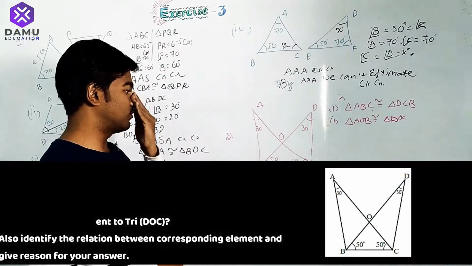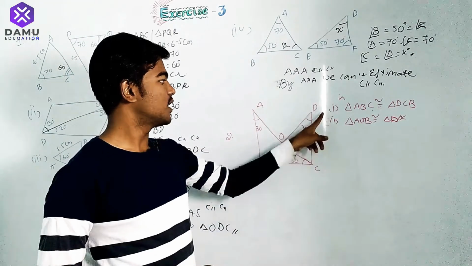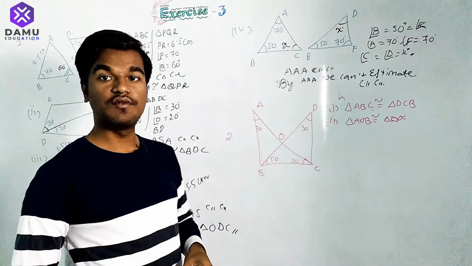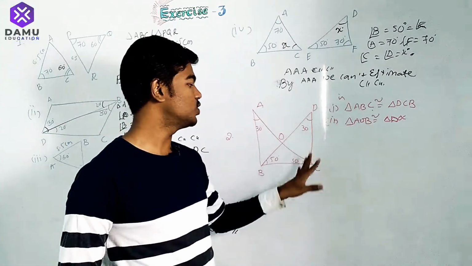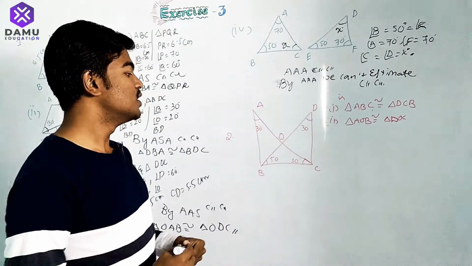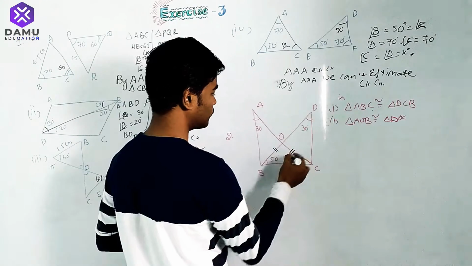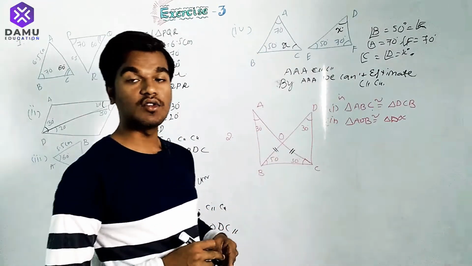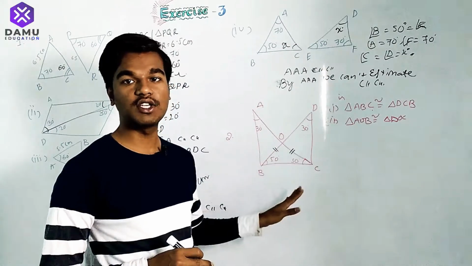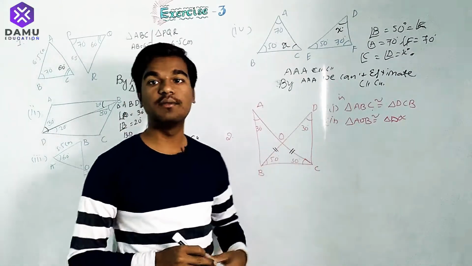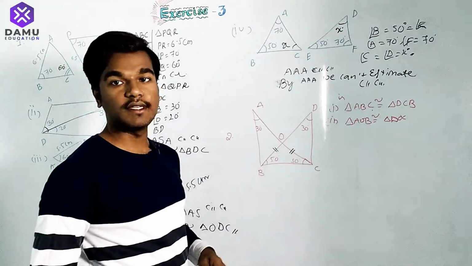So what is our second one? Here second one is triangle ABC and triangle DCB, they are given. So what is our first question? Triangle ABC is congruent to triangle DCB. So here what are the angles? In an isosceles triangle, or any triangle where two angles are equal, then the opposite sides will be equal to each other. That is the condition. Here OB will be equal to OC, like that.